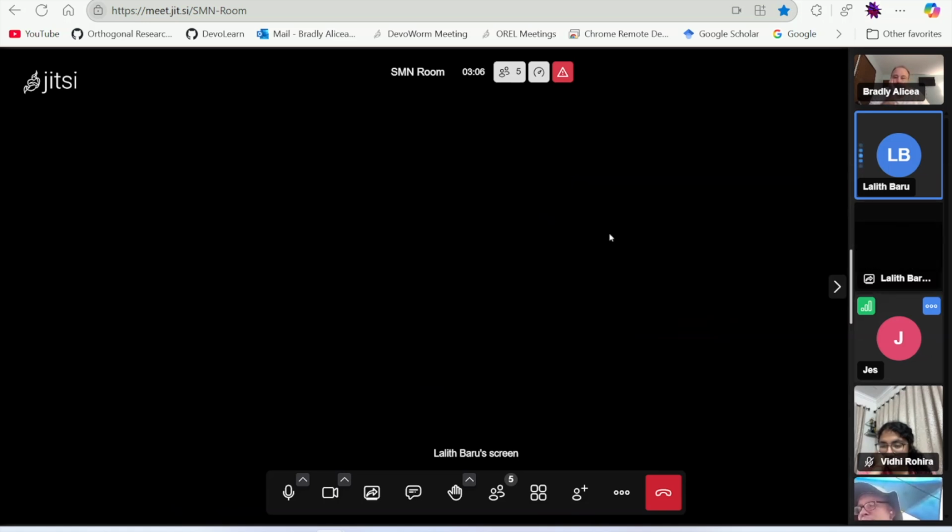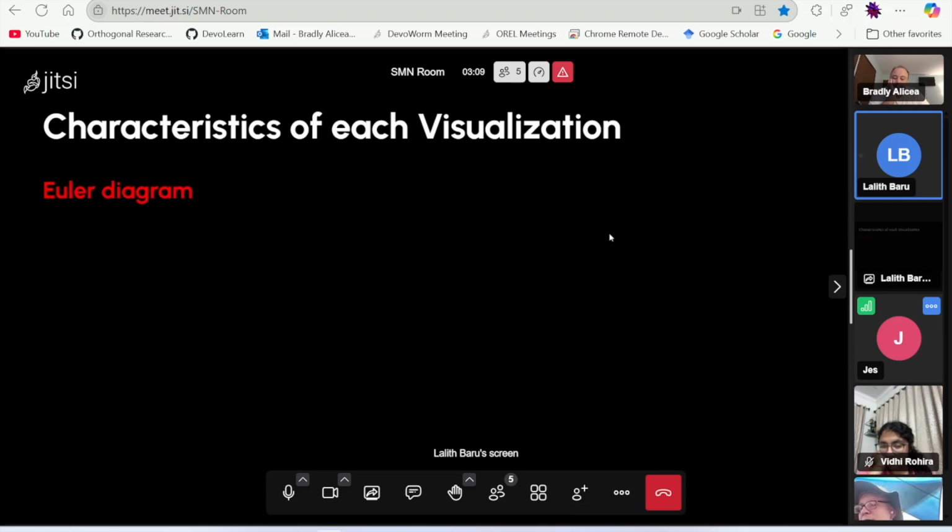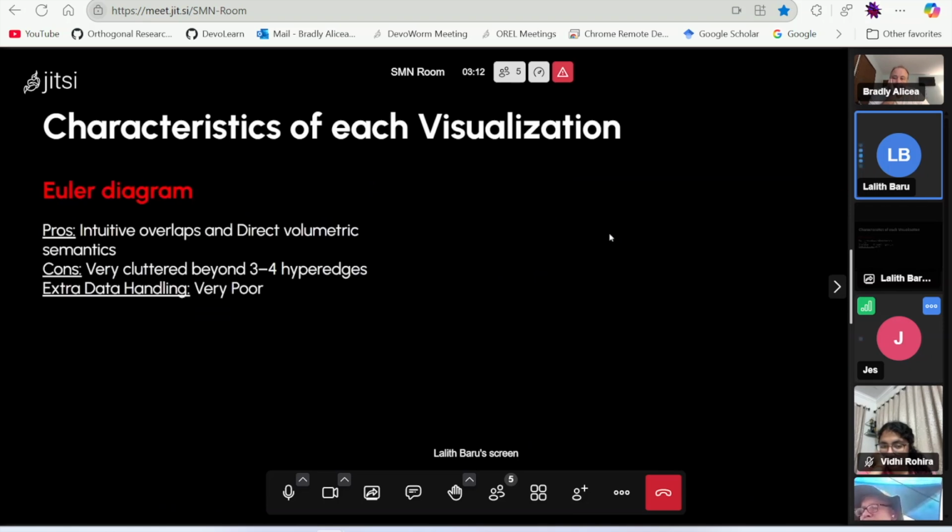When we think about the characteristics of these visualizations, first is the Euler diagram. The pro is that it's very intuitive, with overlapping and a direct volumetric impact saying this edge carries some information. Suppose it's weighted, then we can make it look bigger or smaller. But the major disadvantage is that when we scale these hypergraphs, it gets cluttered beyond 3 to 4 hyperedges. And when we keep adding data over time, the data handling is quite poor.